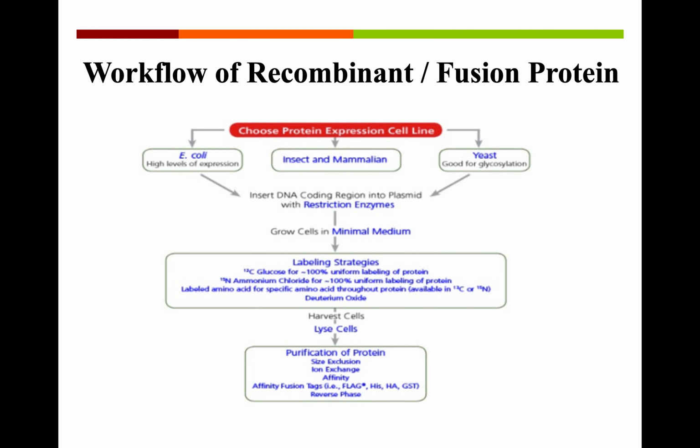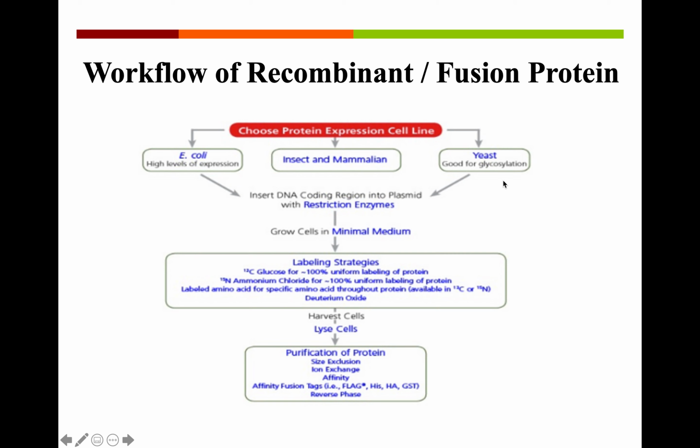Now, this is just a general workflow of the recombinant fusion protein. You may see that it is a bit different from recombinant DNA work, but more or less they are quite similar. It's just that because you are using a protein, you are ensuring in the beginning that you will get the protein in the end, to be isolated or purified later on. So you can choose your protein expression cell line, whether it's E. coli, insect and mammalian, or yeast.